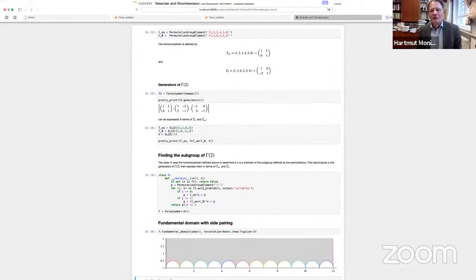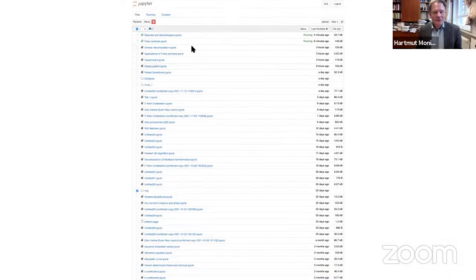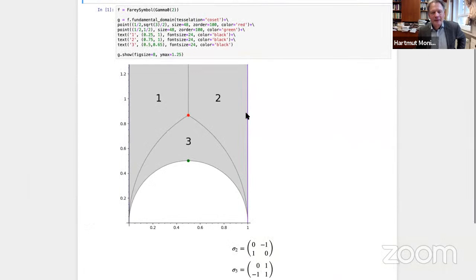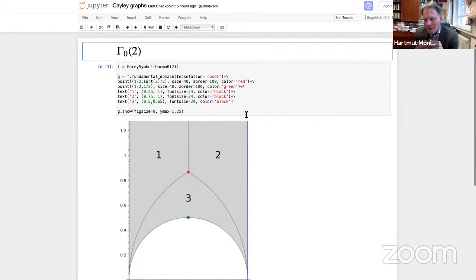Now for the talk, I need a few more things. All right, what I'm going to tell you a little bit more about is Cayley graphs. Or were there any questions concerning this last example? This was probably a little bit too advanced for the students, but I thought it's interesting to see how one can define a quotient of gamma two.